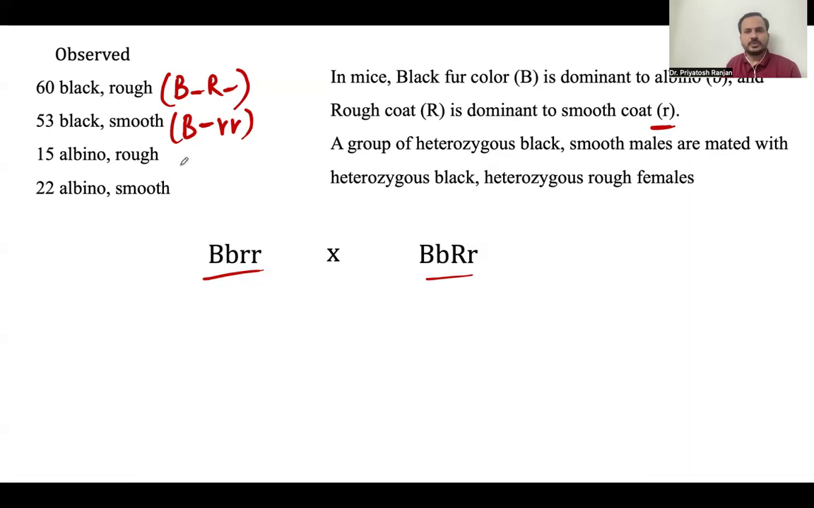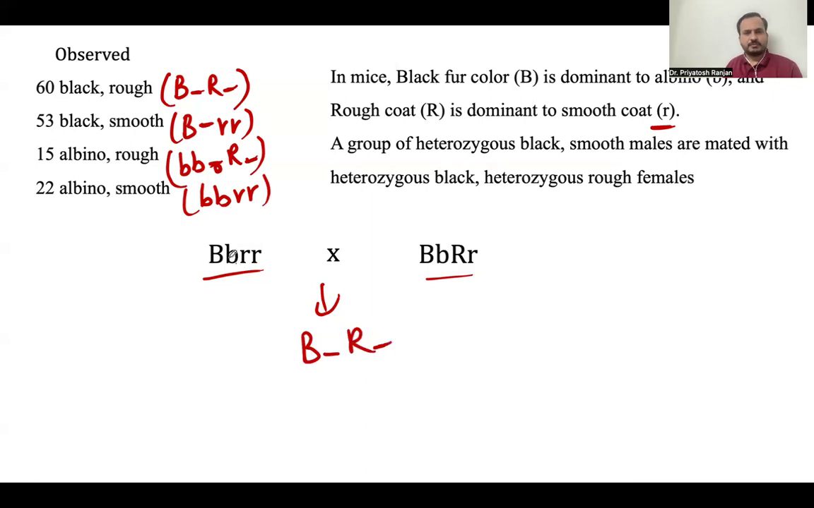How about the albino? Albino is going to be small b, and albino and rough again, small b, capital R dash. And then you have albino and smooth, where both are recessive. So let's have a look. Calculate these ratios. For example, let's calculate for one of them: if I'm making such a cross, what is the probability of getting B dash, R dash?